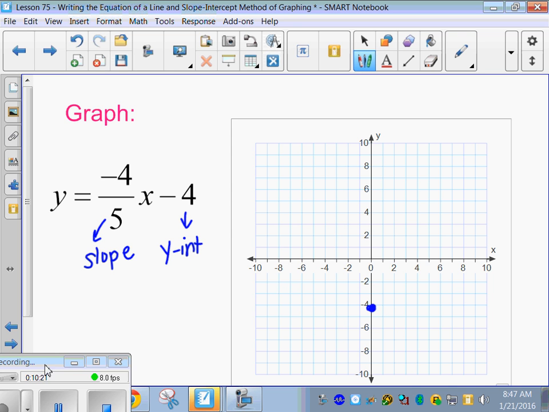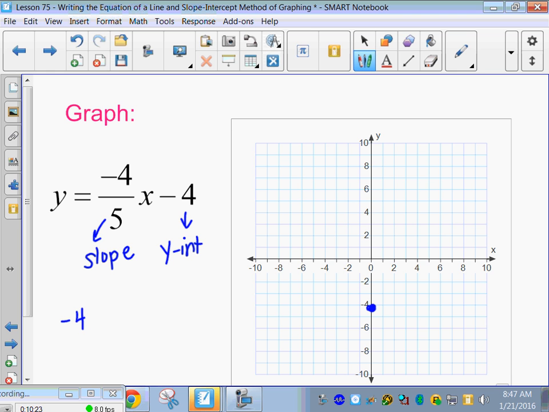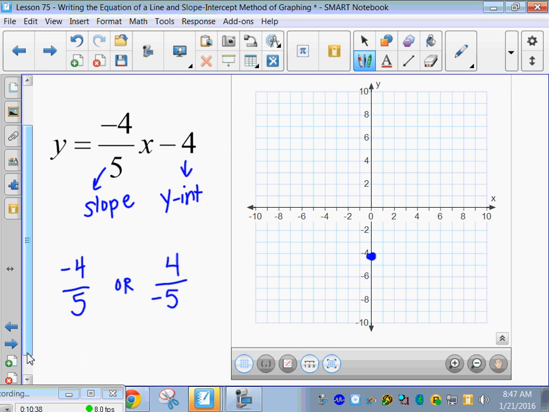Okay, my slope is -4/5. That means I can have either the -4 on top or a -5 on bottom, and those mean the same thing. Okay. So let's say I put the -4 on the top. So Leah, if I have -4 on the top, which direction do I go? Very good. Down. If I have +5 in the bottom, Alex, which direction do I go? Very good.